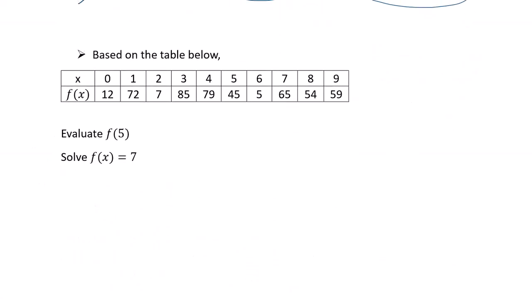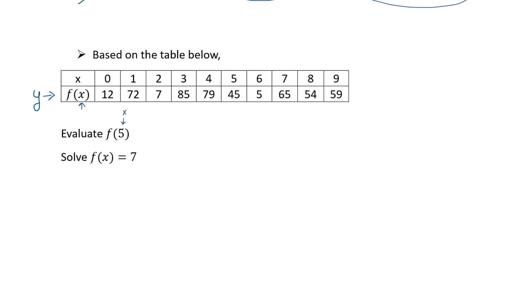Right, based on this table below, we want to look at the set of inputs and the set of outputs. Remember that this means y. And we're being asked to evaluate f of 5. So what is f of 5? Well, you see, normally they're telling you f of x. So this is their way of telling you that they're letting x be 5.